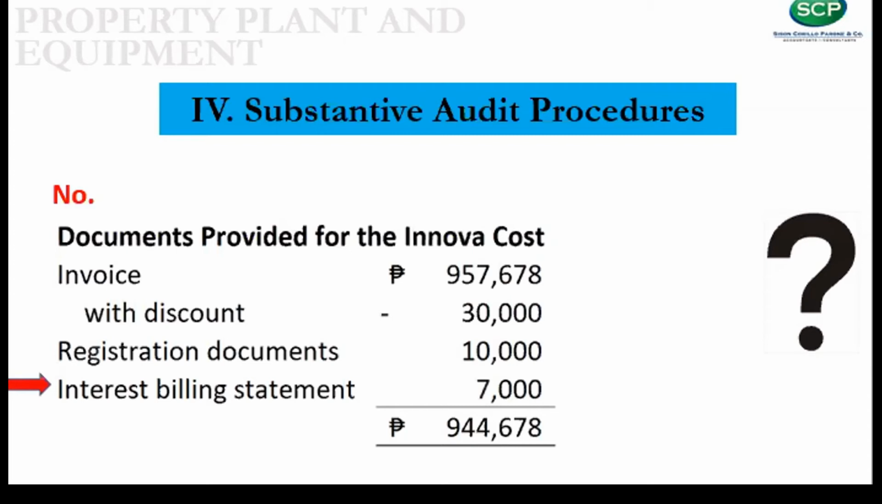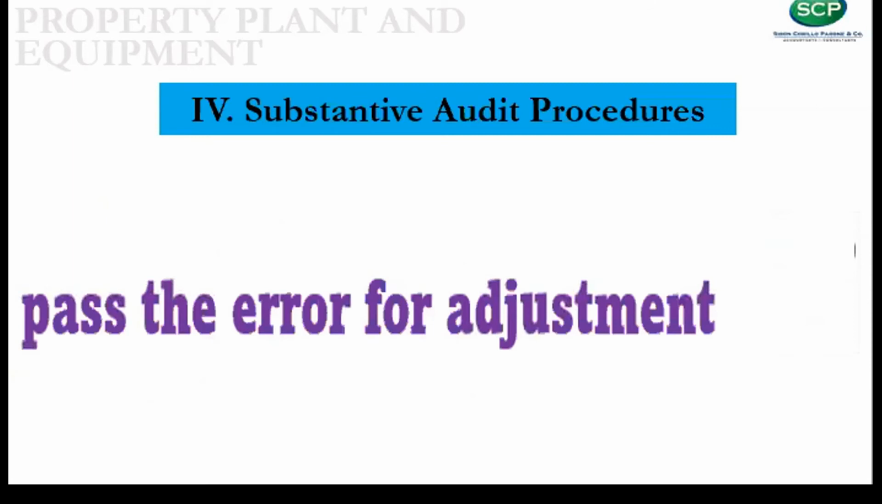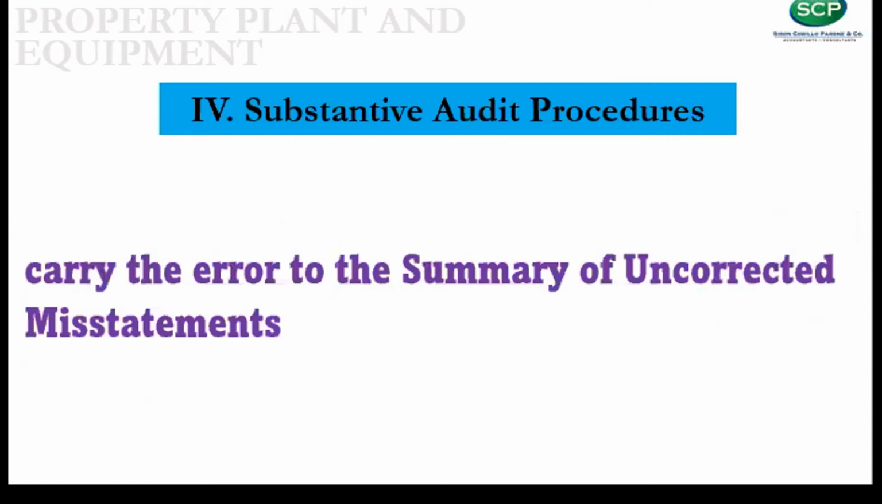But should the client choose and insist to retain the amount of 7,000 pesos as part of the acquisition cost, we have two choices. One, pass the error for adjustment, meaning no proposed adjustment will be made if the amount is considered trivial based on the materiality level set by your audit team, or carry the amount to the summary of uncorrected misstatements for further evaluation as to their impact on the financial statements.